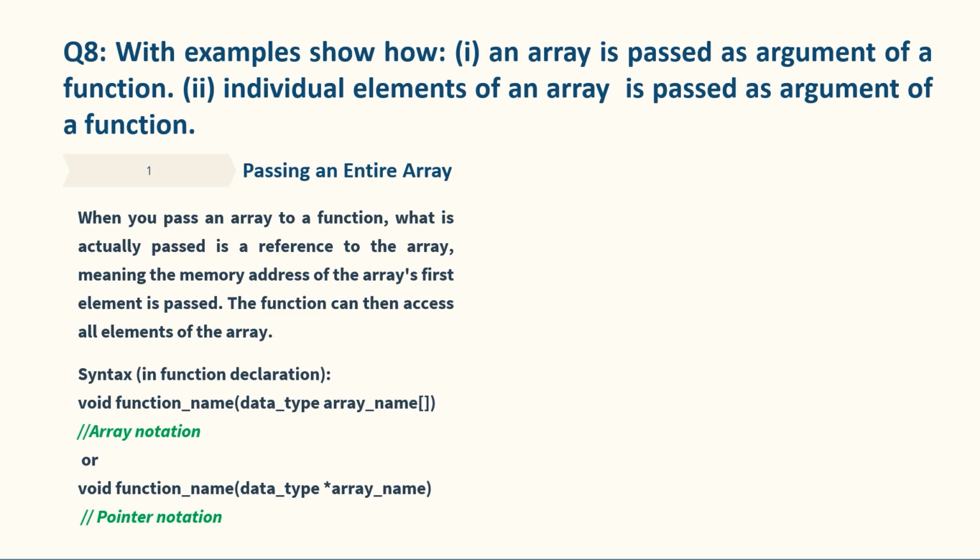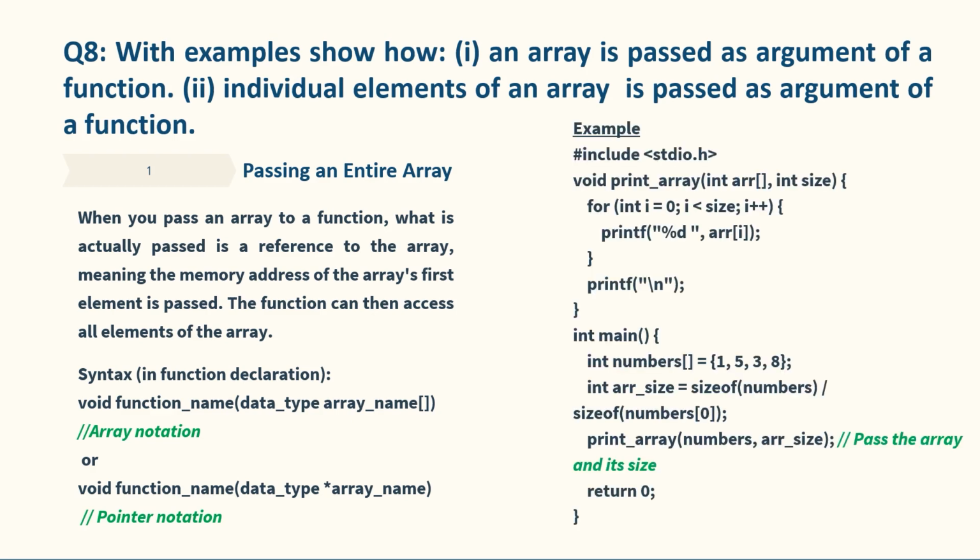Let us see an example. The function prints the elements of an array. It takes two arguments, a pointer to an array and an integer variable that holds the size of the array. Inside the function, there's a loop that goes through the array from the first to the last element, printing each one. In the main function, an array is created, its size is calculated, and then the print function is called to display the array elements. When passing the array to the function, only the name of the array is used, which refers to the memory address of the array's first element.